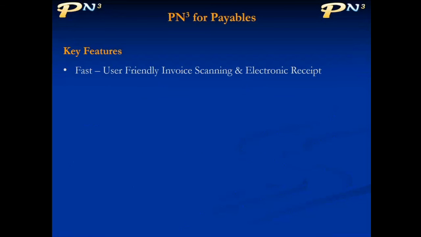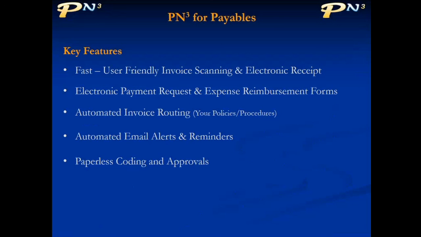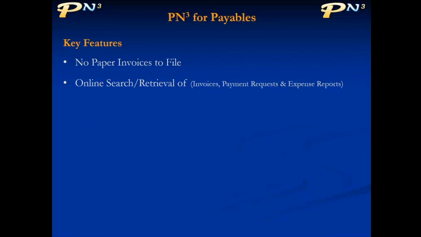So in P&3 for payables, we have the ability to efficiently scan and receive invoices electronically. We have electronic payment requests and expense report forms. Automated routing based upon your policies and procedures. Email alerts and reminders. Paperless coding and approvals. Budget integration. You can check the real-time status of all invoices. No more paper to file. Online search for invoices, payment requests, and expense reports. And you can put some very tight security around that if you'd like to.